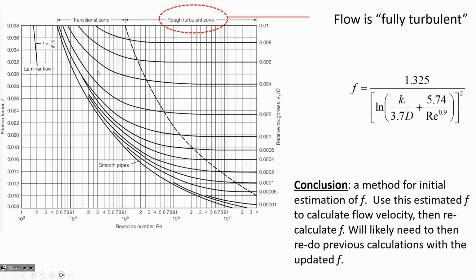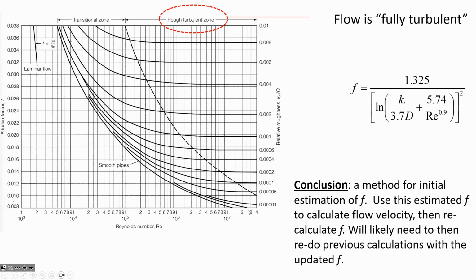Like, they were pretty steep at first, but they're flattening out considerably. And so what that means is, if you've got a Reynolds number of 10 to the 6th and a relative roughness of 0.004. So for a relative roughness of 0.004, you could have a Reynolds number of 10 to the 6th or a Reynolds number of 10 to the 7th, and the F value is about the same.